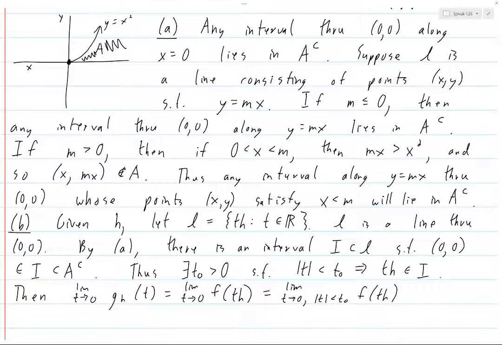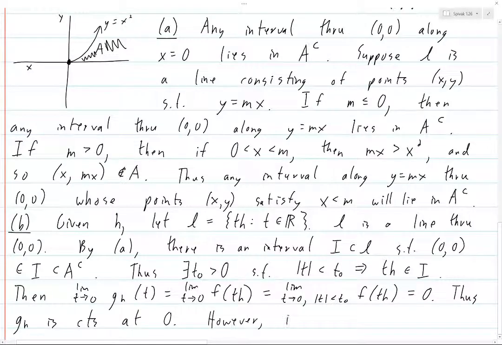So th is in I, which means that th is in A complement. And so we're evaluating f at a point in A complement, and by definition that is 0. Rather, this would be the limit as t approaches 0, with the absolute value of t less than t0, of just the number 0, and then taking the limit of the number 0 gives you 0. Thus, g_h is continuous at 0.